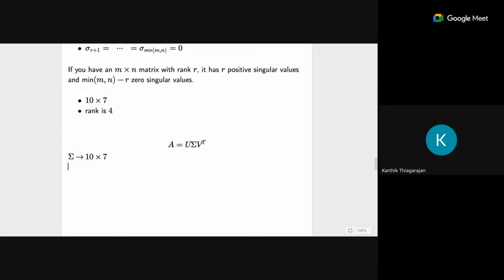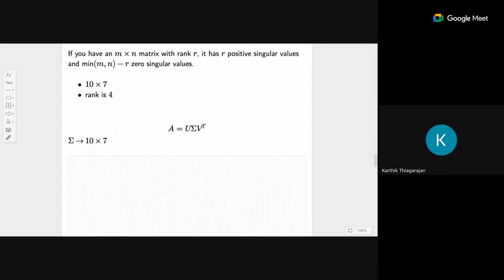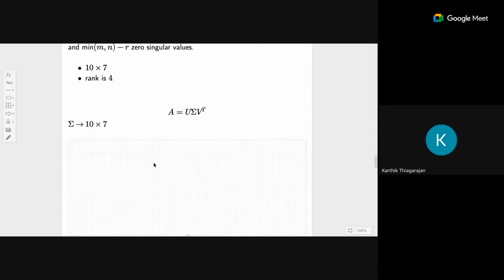If you change it to 7 cross 10, if you look at some other matrix, let's say 3 cross 10, if it is 3 cross 10, how many singular values will it have? 3 only. 3.